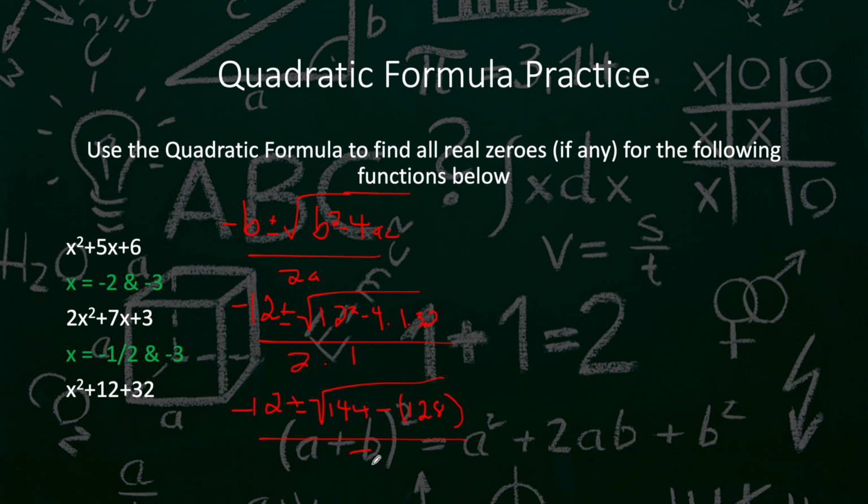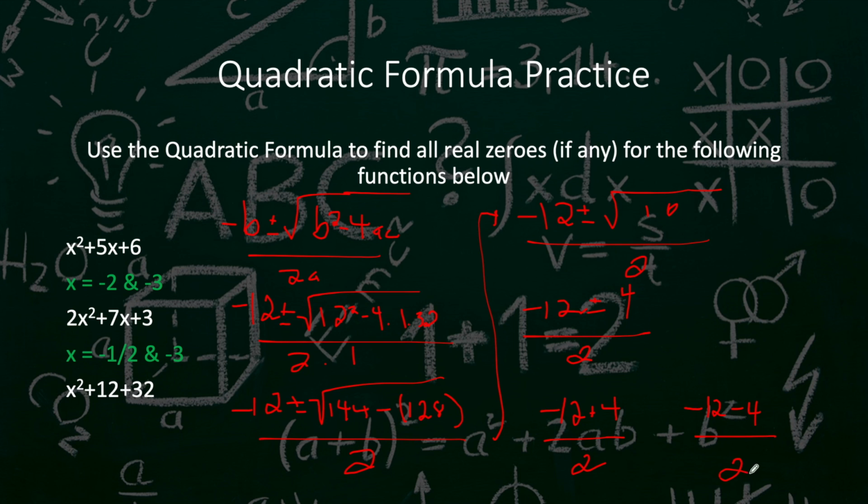All over 2. Moving this up, -12 plus or minus the square root of 144 minus 128, which is 16, all over 2. -12 plus or minus the square root of 16, which is 4, all over 2. Here we have to split. We have -12 plus 4 over 2 and -12 minus 4 over 2.